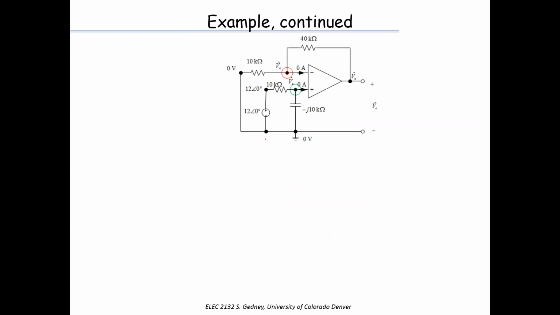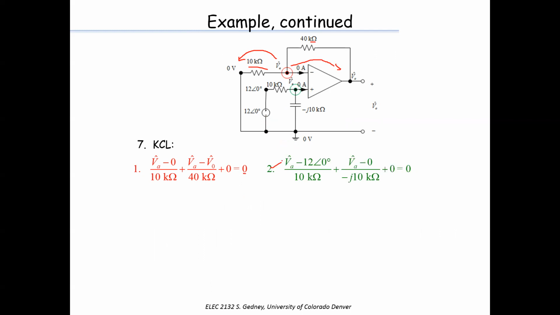All right, so let's go ahead and do KCL. I'll look at node A. Node A is just (VA minus 0) over 10 k ohms plus (VA minus V0) over 40 k ohms plus 0 flowing in equals 0. That's my first equation. Second equation, green node: (VA minus 12 angle 0) over 10 k ohms, current flowing to the left; plus (VA minus 0) over minus j10 k ohms, current flowing down; and current flowing into the op amp is 0. And this sums to 0. This gives me my second equation.